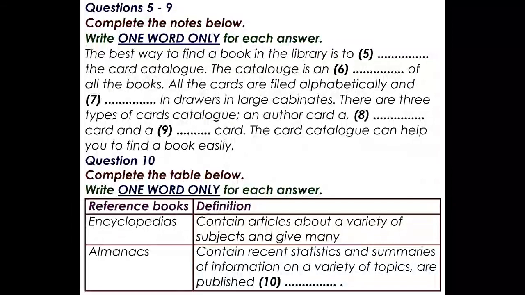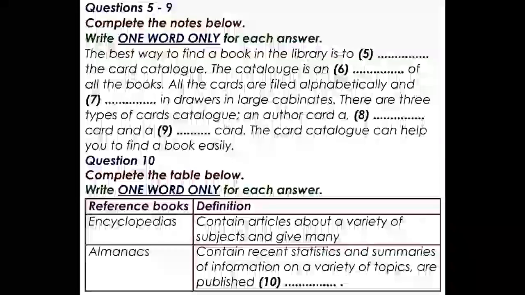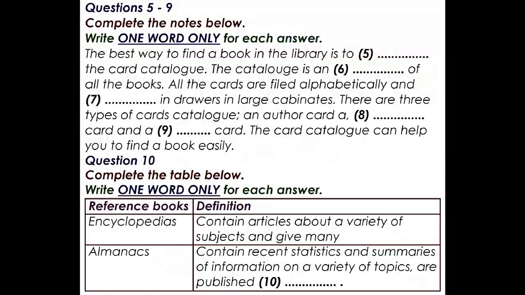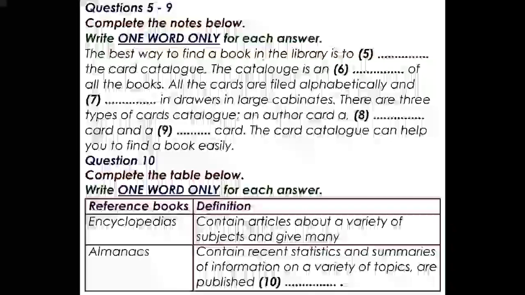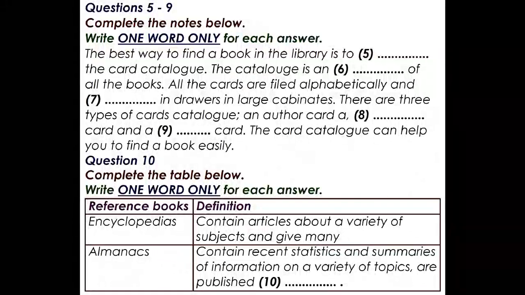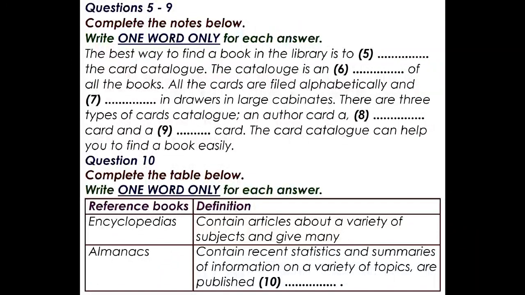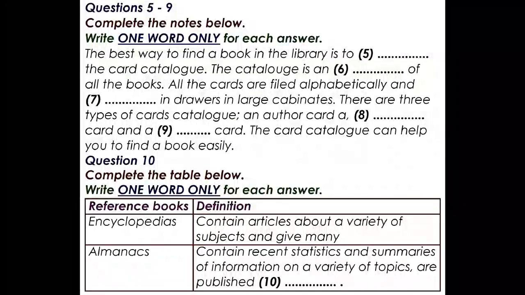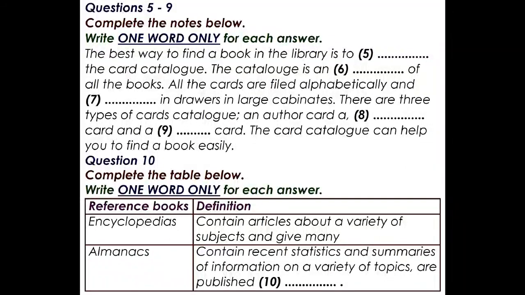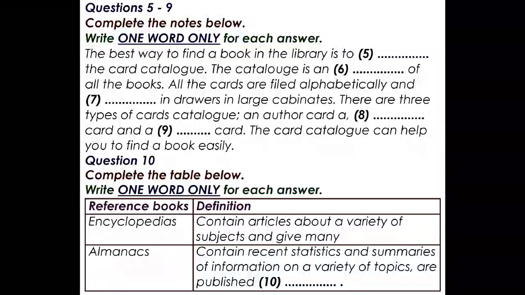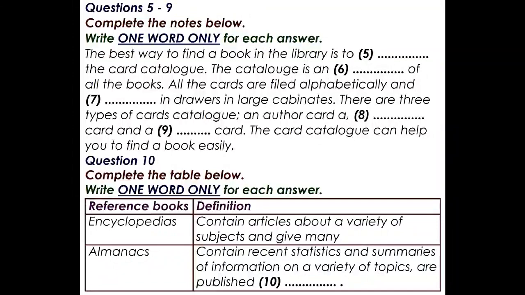The title card is filed alphabetically according to the title of the book. The subject card is filed alphabetically under the name of the subject of the book. In many university libraries, they use their own Bibliotheca cataloguing system or the microfiche system. Both of them list publications under author and title, and both are very easy to use. Now let us see the reference books.